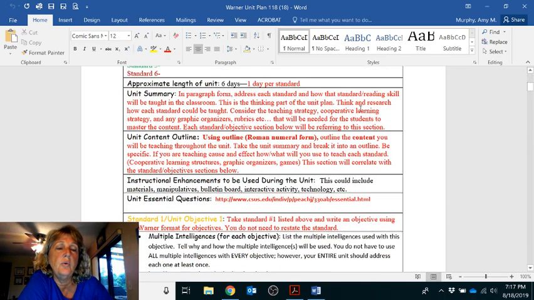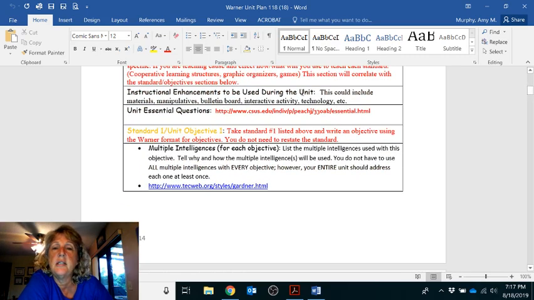In week 2, you're going to be creating the unit summary and the content outline. These are the 2 most important sections of the entire unit. Everything else in the unit will be based off what you do in these 2 sections. The next section you need to take notice of is the unit essential question. Please go to this link to learn about what a unit essential question should look like. In this section, there should only be one question.